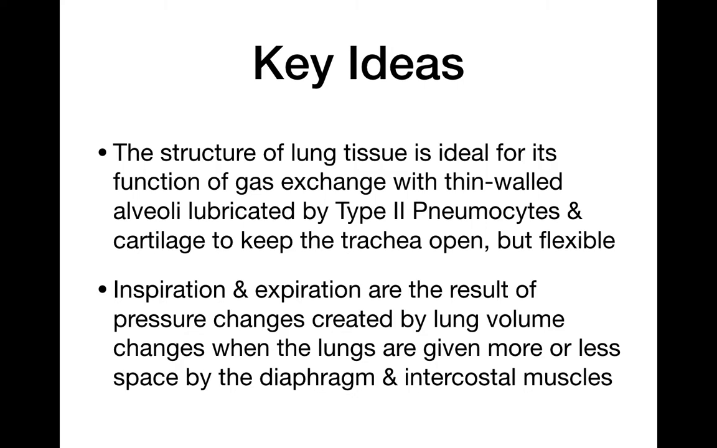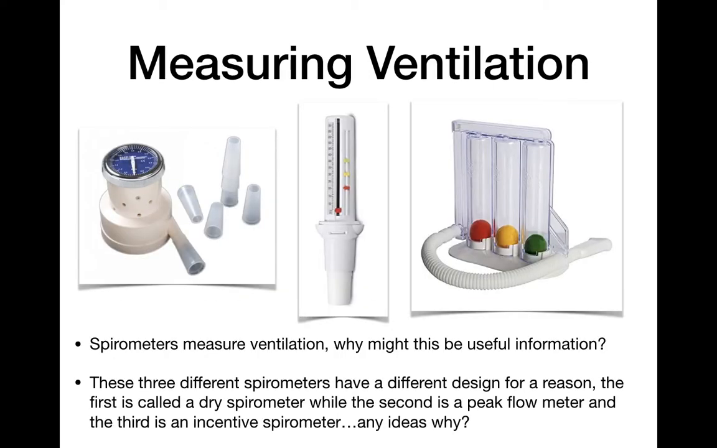Okay, so here are our two key ideas. The structure of lung tissue is ideal for its function of gas exchange, with thin-walled alveoli lubricated by type 2 pneumocytes, and cartilage to keep the trachea open but flexible. So the trachea, you can feel the cartilage rings on it. So another great example of structure and function in the respiratory system. Inspiration and expiration are the result of pressure changes created by lung volume changes. The lungs are given more or less space by the diaphragm and intercostal muscles.